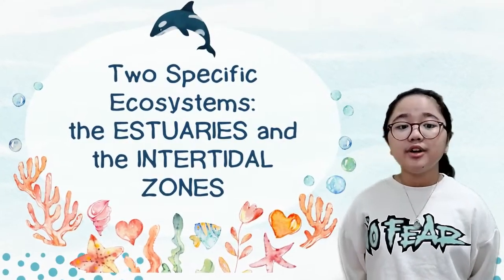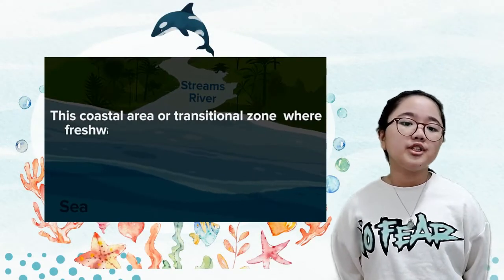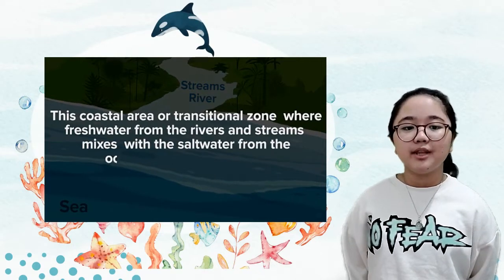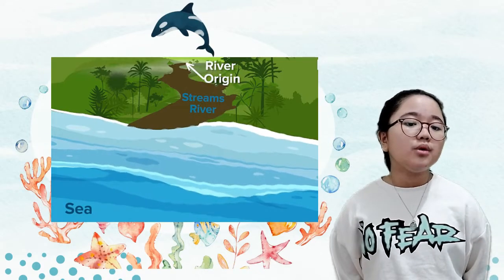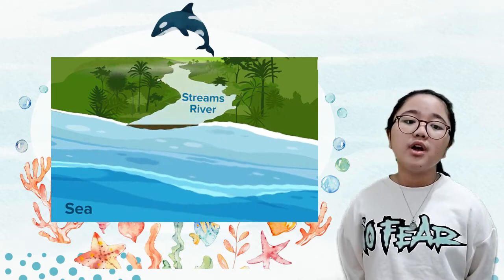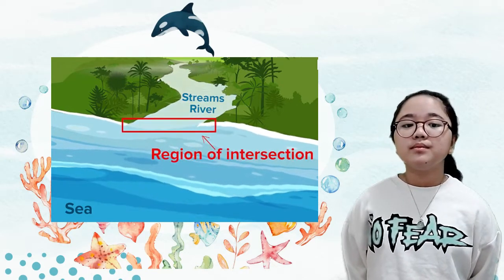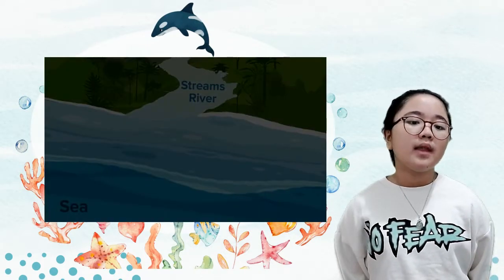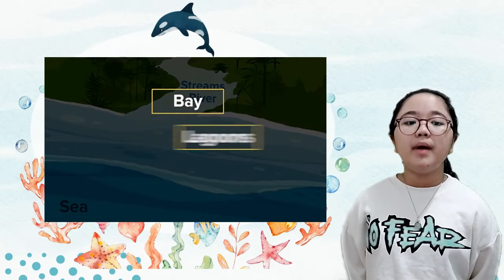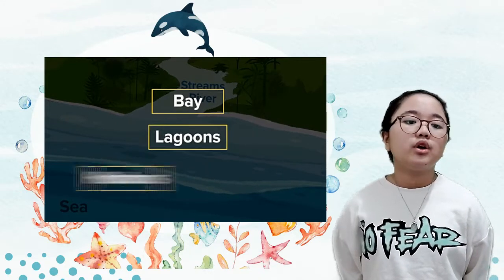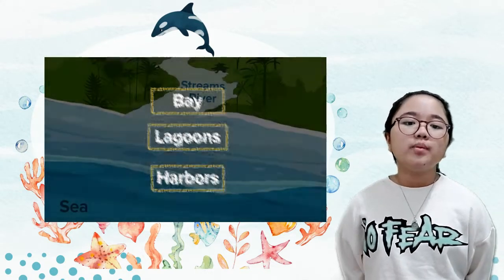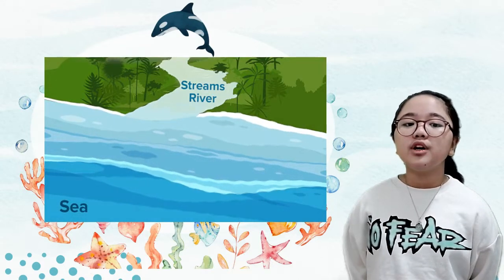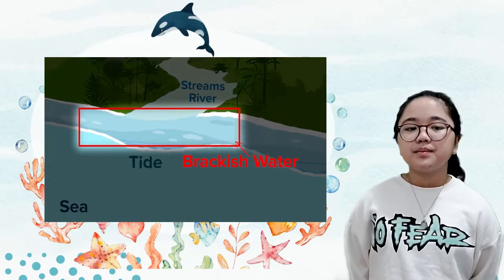Let's proceed to our two specific ecosystems, the estuaries and intertidal zone. An estuary is an area where a freshwater river or stream meets the ocean. In estuaries, the salty ocean mixes with the freshwater river, resulting in brackish water. Brackish water is somewhat salty, but not as salty as the ocean. An estuary may also be called a bay, lagoon, sound, or slough. There are two major forces that interact, and these are the tides and the rivers.